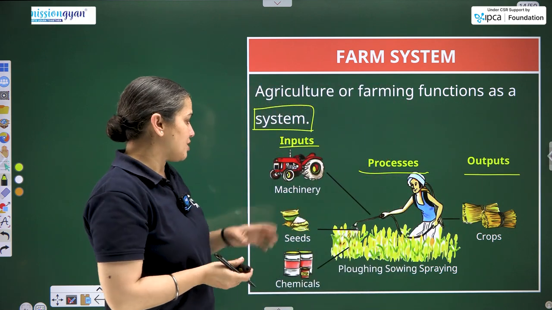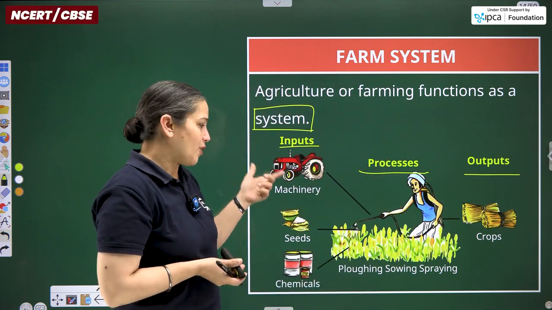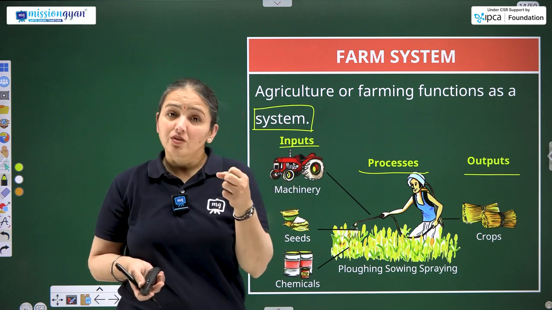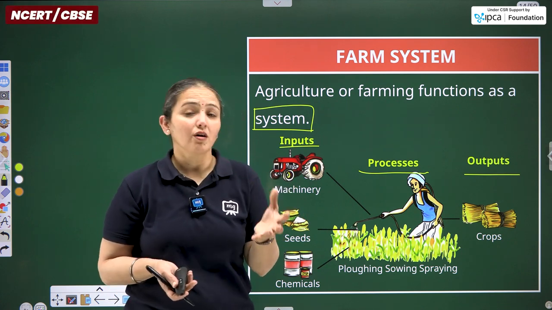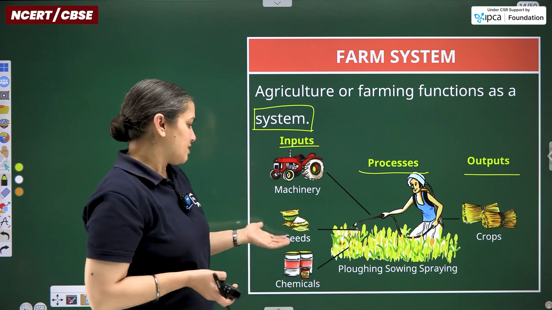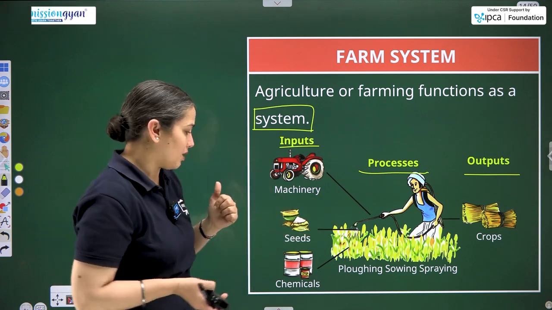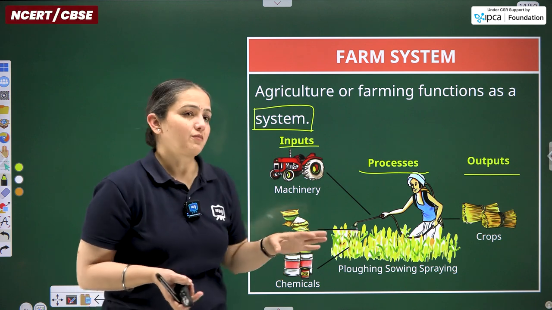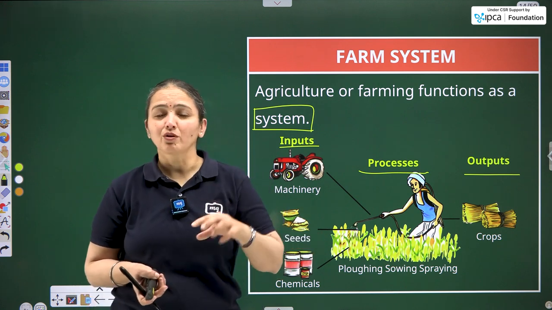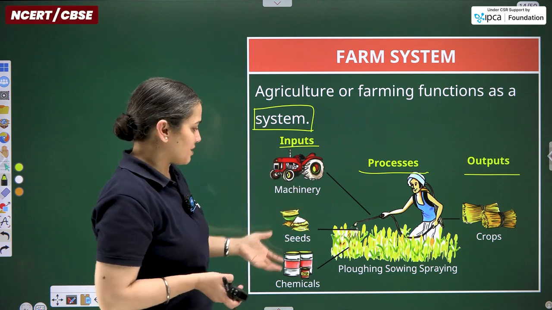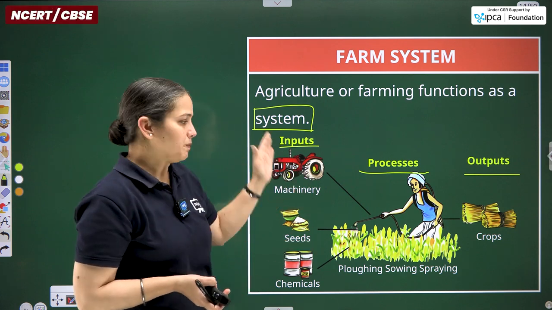As input, these are a few things: machinery, modern machinery, tractors, harvesters, threshers, seed sowers, and plows. Then seeds can be organic, or HYV, artificially developed. Chemicals: in terms of chemicals, what can be the input? Fertilizers, pesticides, etc. So these are the basics that I have given for the input part.